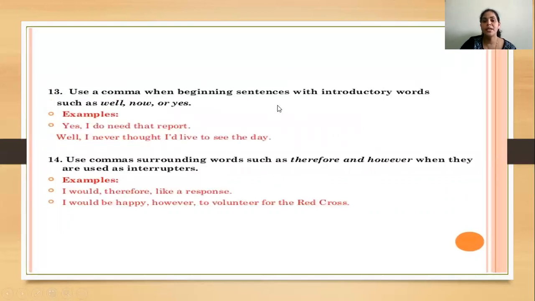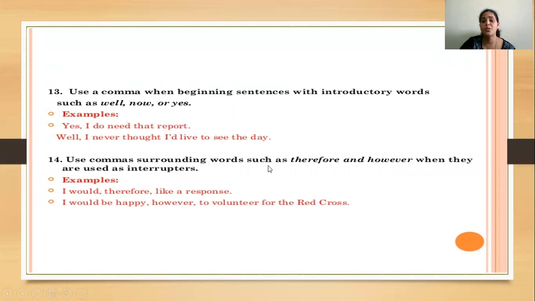Use a comma when beginning sentences with introductory words such as well, now, or yes. You need to remember such rules, students. For example, now, I want you to do this. Yes, I do need that report. So in such cases also we use a comma. Those are introductory words.